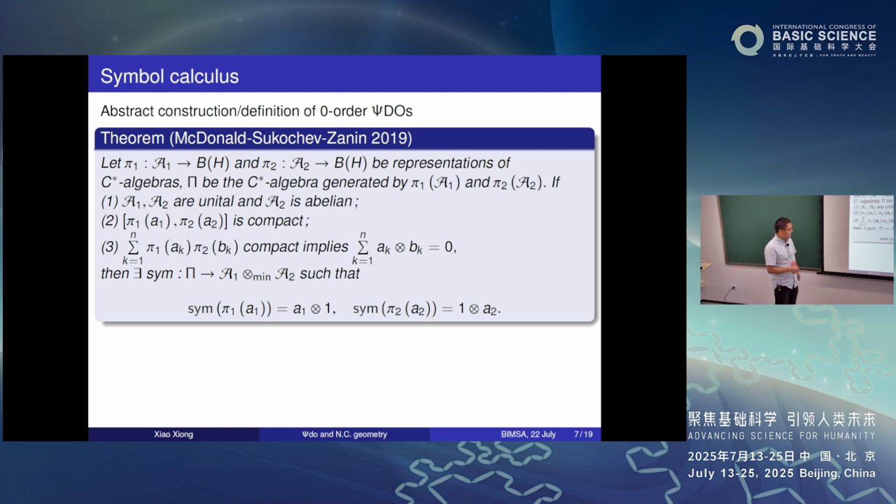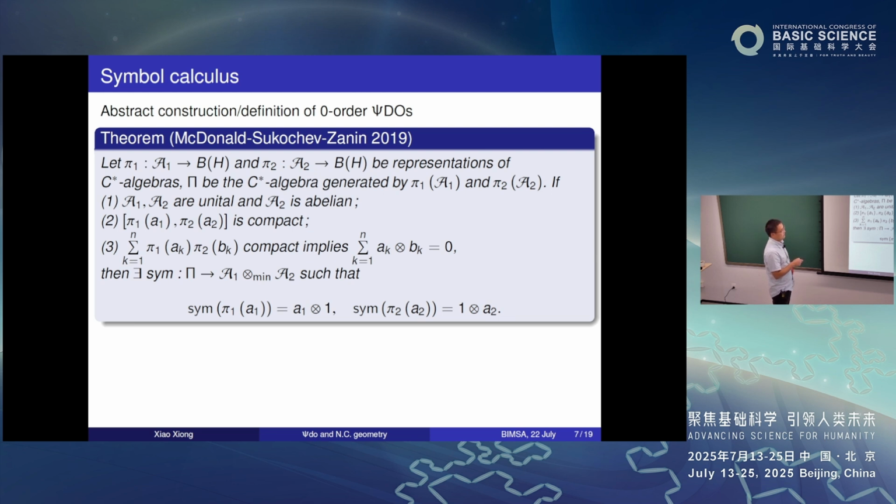So here, only the last statement is about symbol. But let me explain this. Let's understand this theorem this way. Then I think you may have a feeling how this is called simple calculus. So imagine that our H is L2, for example, L2 of the d-dimensional torus.